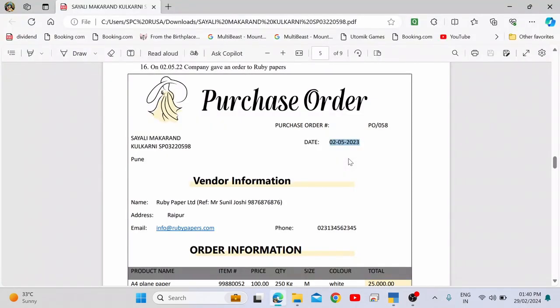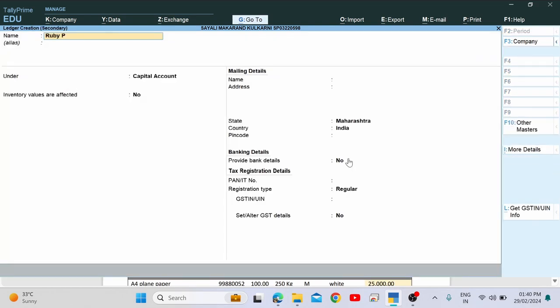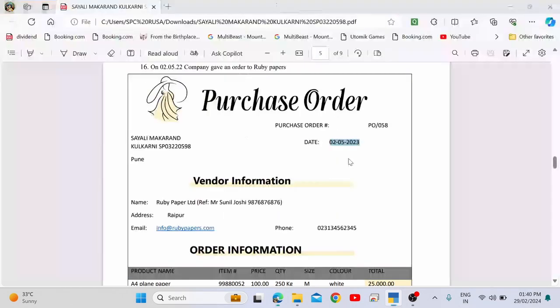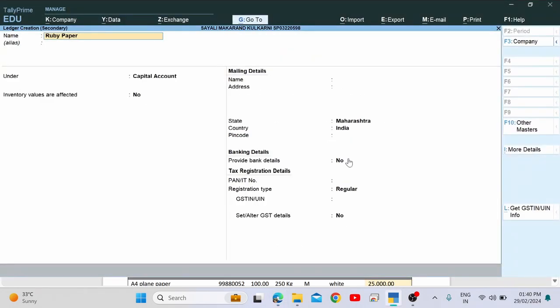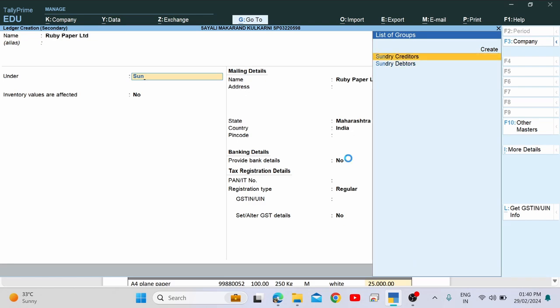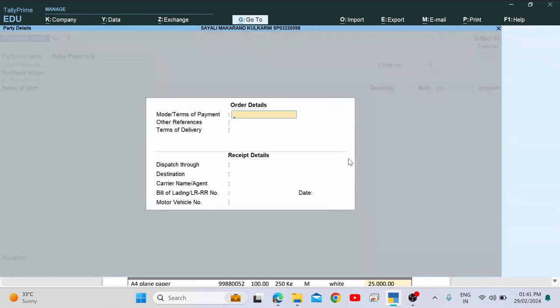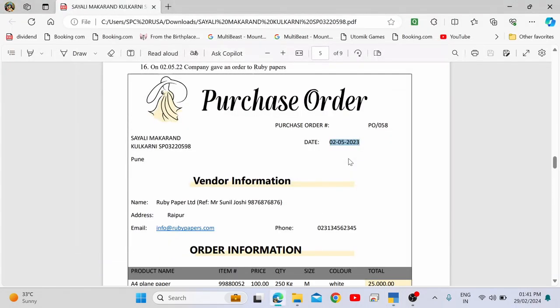section, beyond Ruby paper, try to type Ruby. Will not get Ruby. Therefore, Ruby papers. Not Ruby Paper Limited. Paper Ltd. Or otherwise, just copy and paste it. You're going to purchase, therefore this will come under sundry creditors related to purchase. No need to explain. I will not explain whatever we have already explained. The things which you know, I will not explain, because this is the 15th or 16th entry. Somewhere I must have explained.